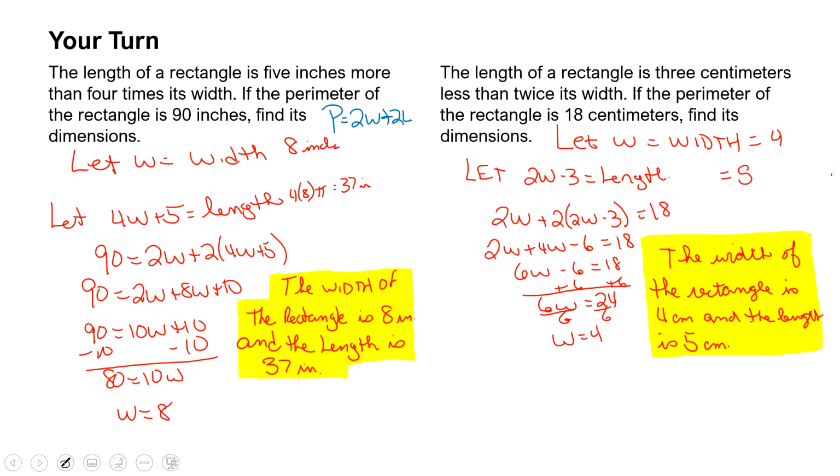Again, you can double check it. 37 plus 37 is 74. 8 plus 8 is 16. 74 plus 16 is 90, so it works. Same thing on the next one. W is width. 2W minus 3 was the length from what they told us. Went through and solved. We found the width was 4. The length was 5. Again, that would work if we added them up. Hoping you're getting these. I know word problems stink. We have to work through them.